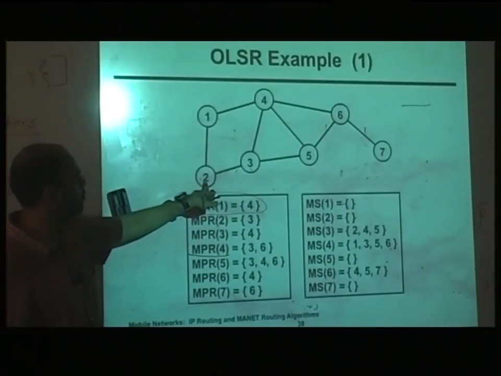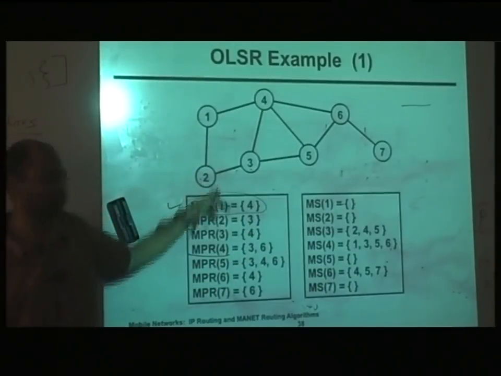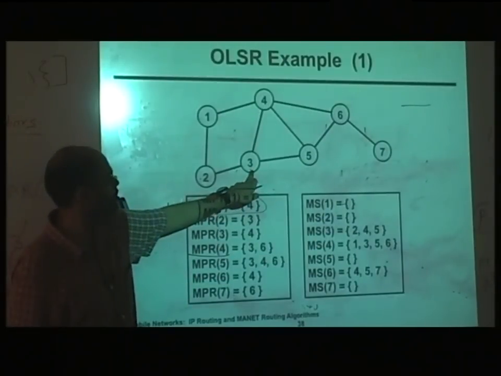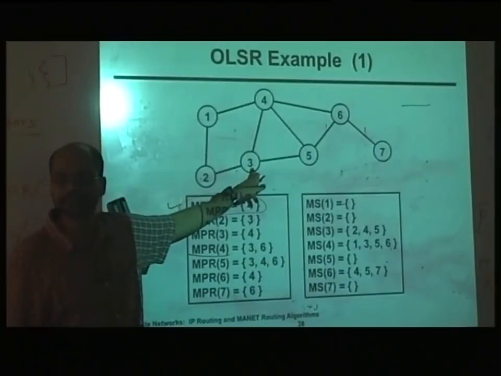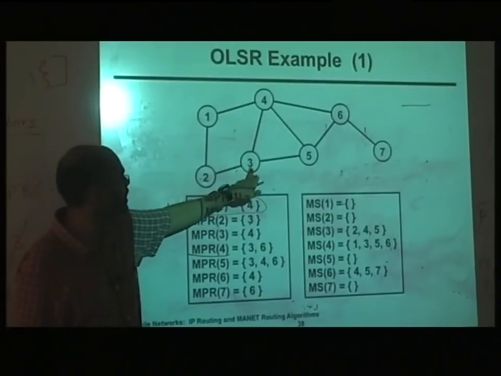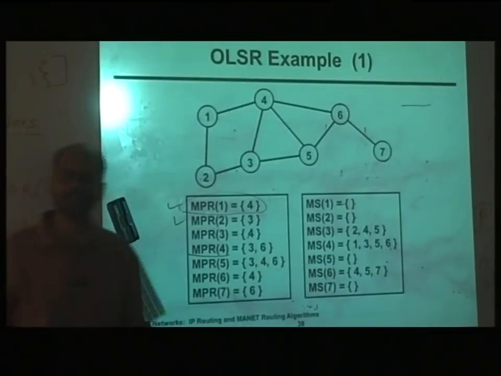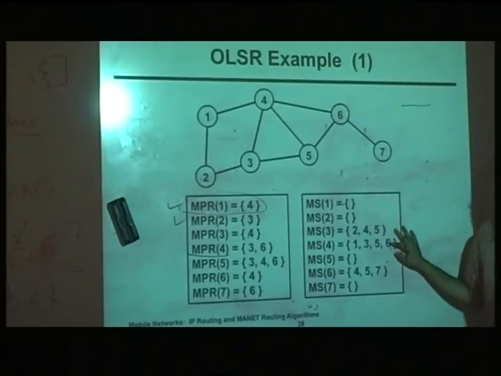MPR of 2. Which are the 2 hop for 2? 4 and 5. If it selects 3, is it covering 4 and 5? Yes. Right. MPR of 3: which are the 2 hop for 3? 1 and 6. Is 7 2 hop from 3? No, it's 3 hop. So I should select somebody which can connect to 1 and 6, which is 4. Okay, we can go on like this. So this is MPR of every node, and then you can see now the MS.